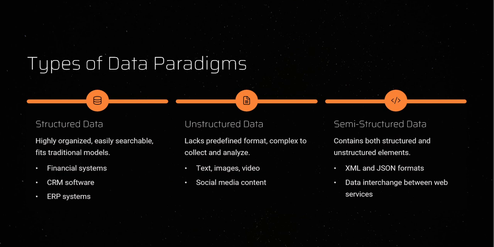Semi-structured data contains both structured and unstructured elements. It uses formats like XML or JSON, which are used in APIs or web services.